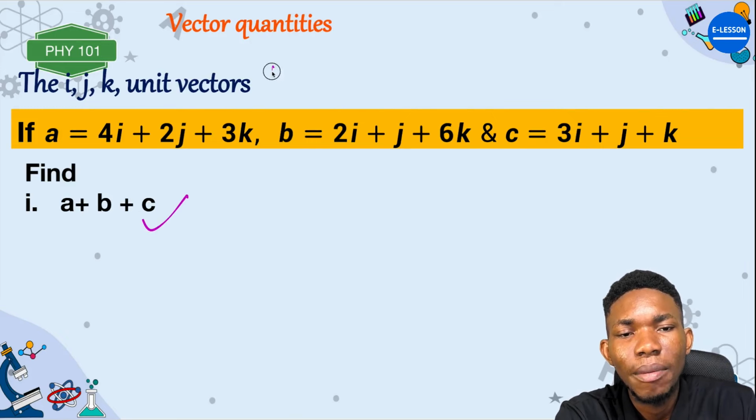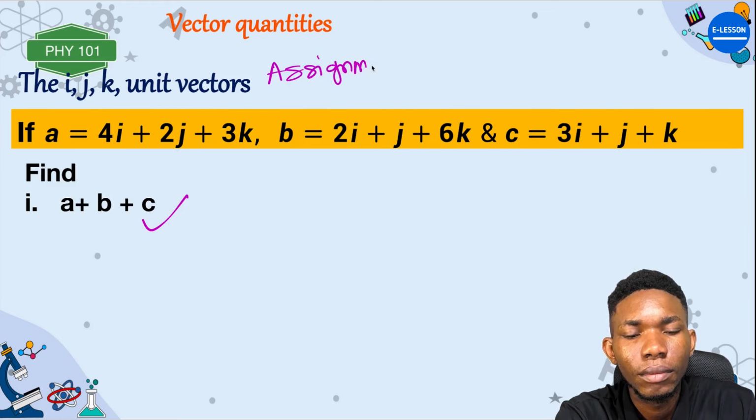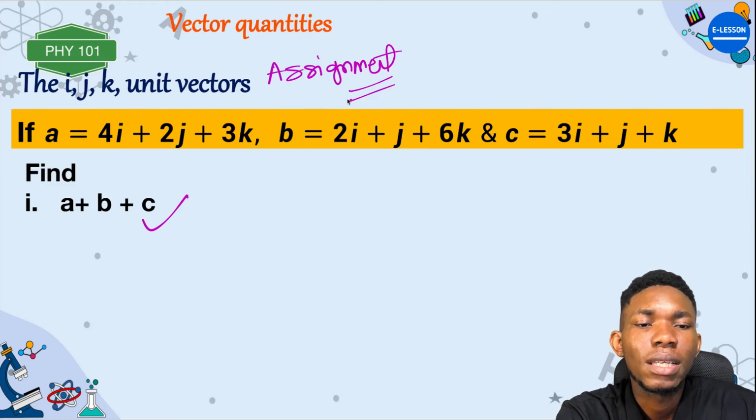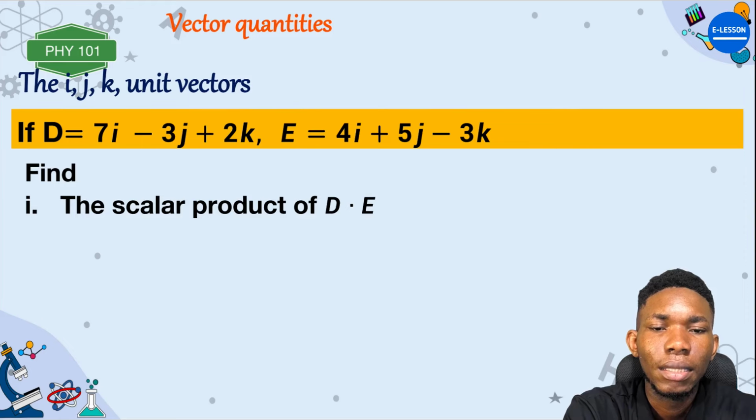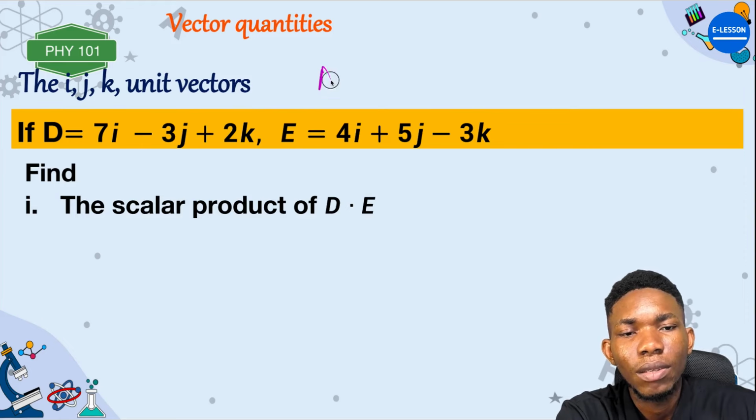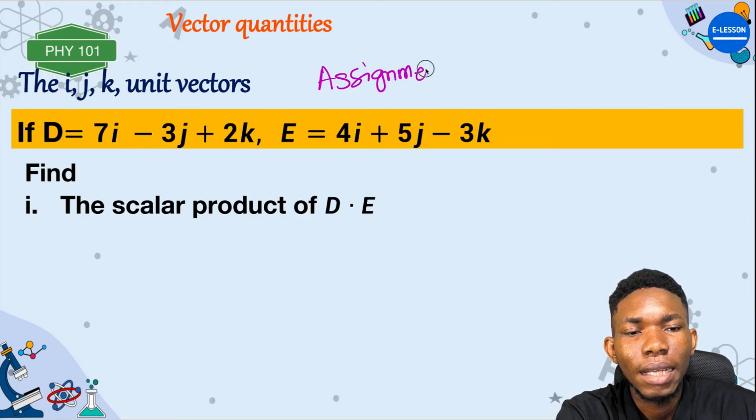Solve this one as an assignment. This particular one as an assignment. All right. Then this one also is part of the assignment. Solve this one. D and E.